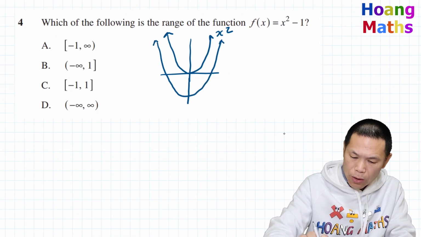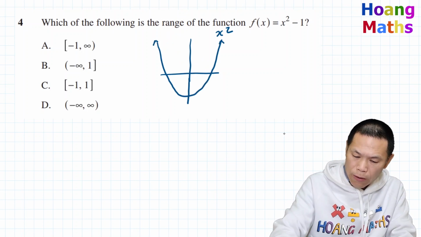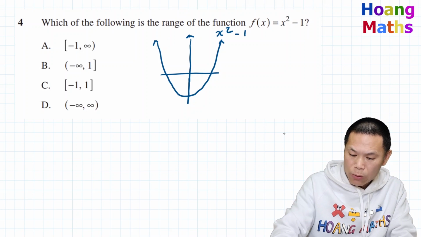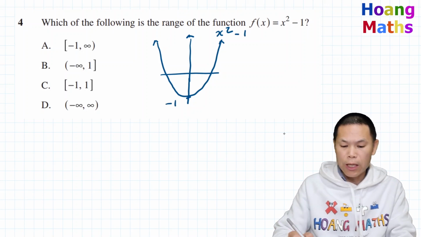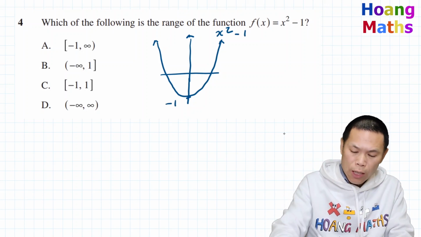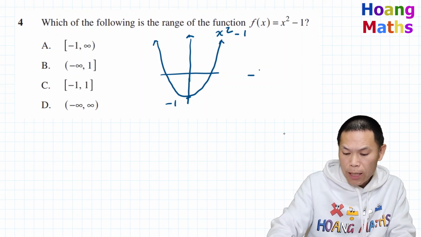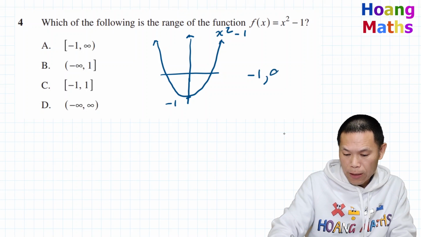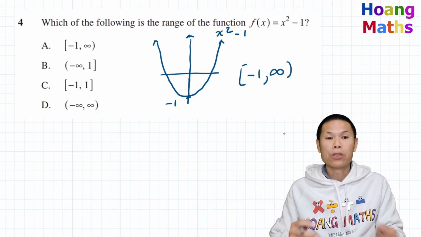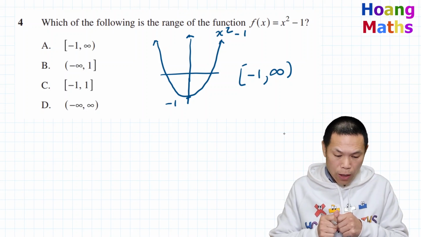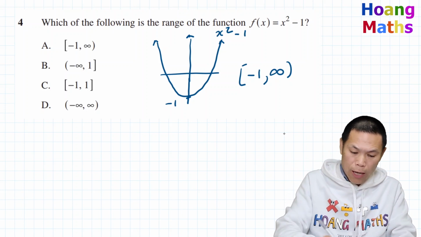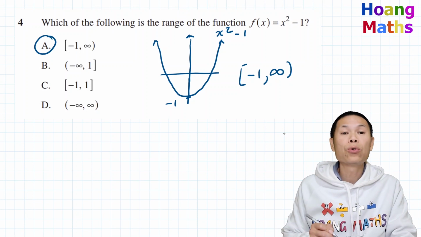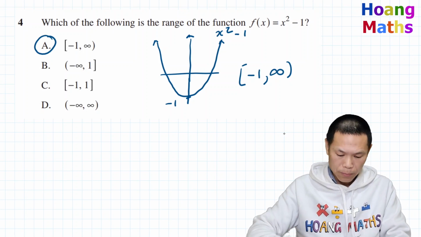So let me just cross this out and say this is x squared minus 1. So this is negative 1 here. Therefore, the range of this, the minimum value is negative 1, and it goes all the way to infinity, inclusive of negative 1. So that should be the answer. Therefore, the answer should be A, from negative 1 to infinity.